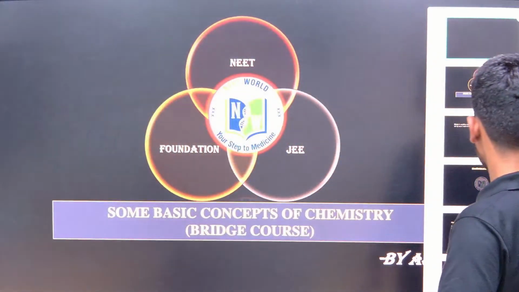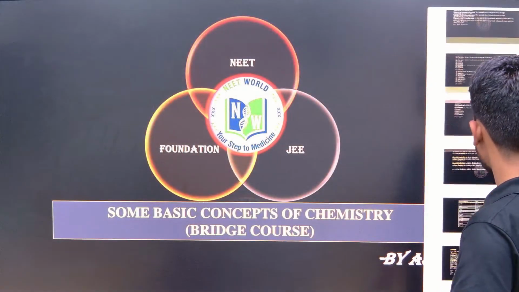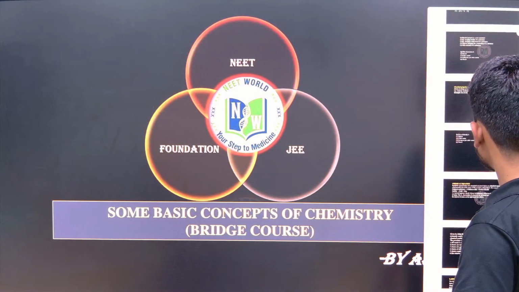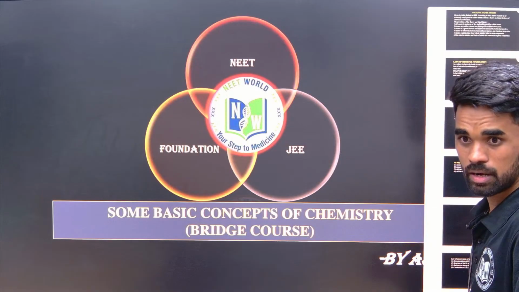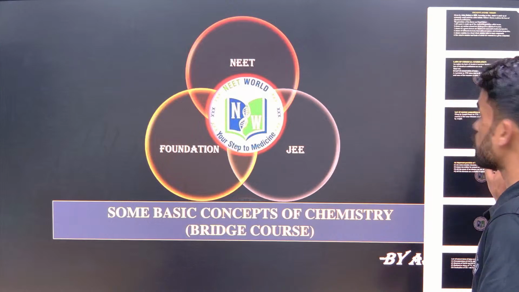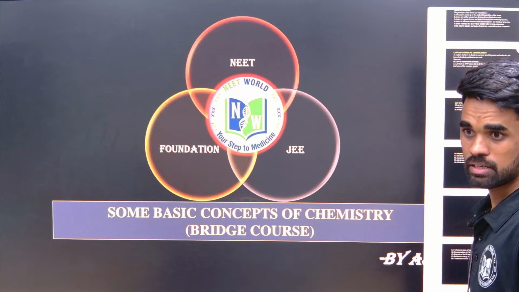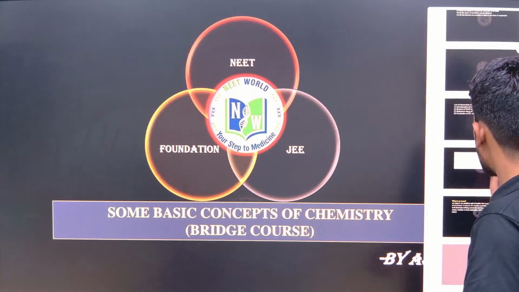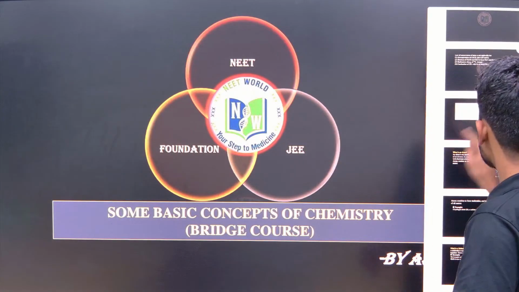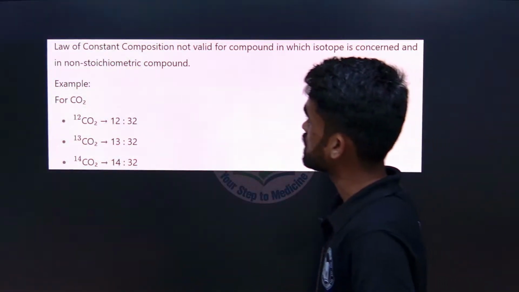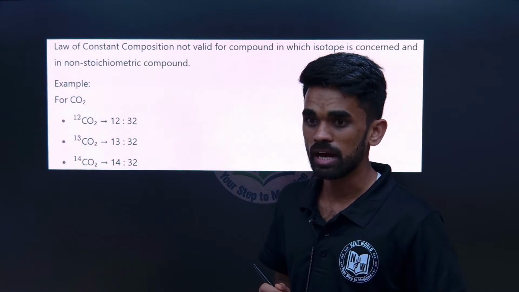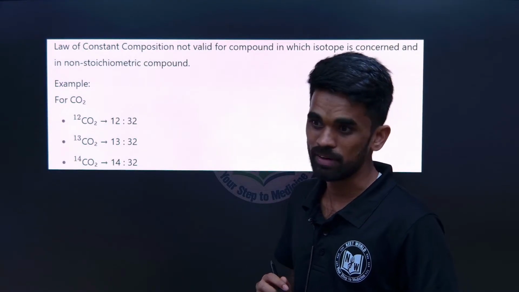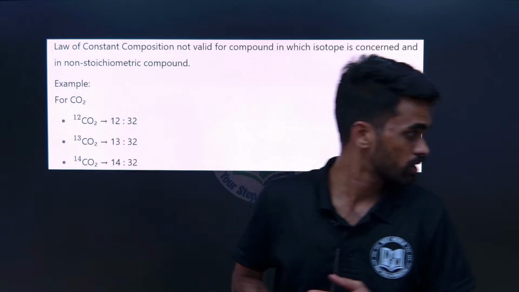so we'll discuss the continuation of that. We have discussed Dalton's atomic theory, and the laws of chemical combination, like the law of conservation of mass. I also told you that the law of conservation of mass is not applicable in the case of non-stoichiometric reactions and also the isotopic effect. When there are isotopes we cannot use it, okay, that will not be applicable here.